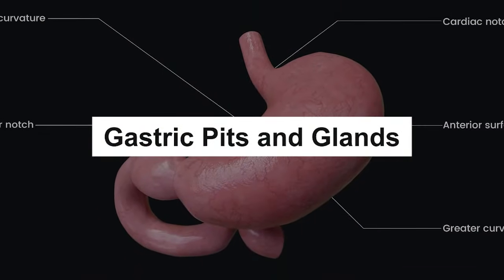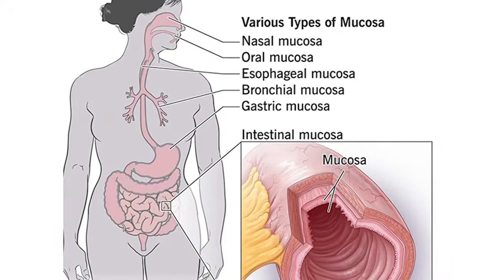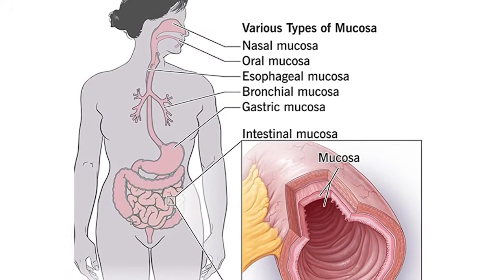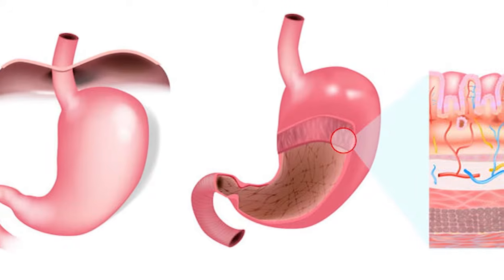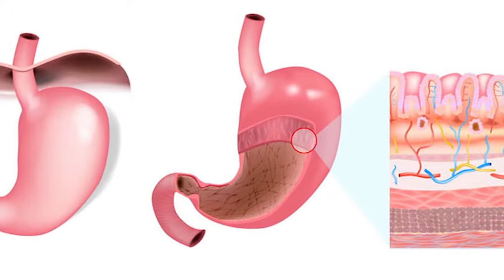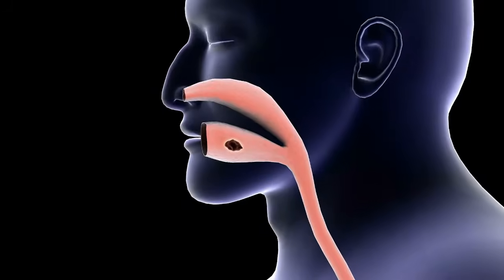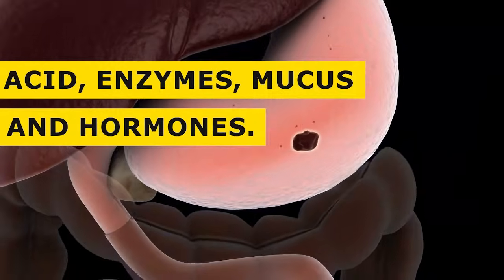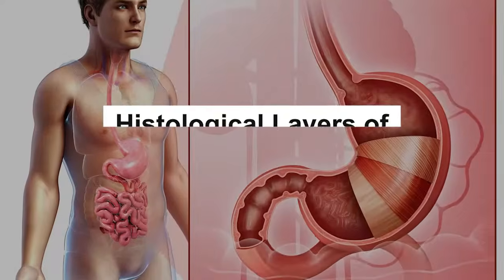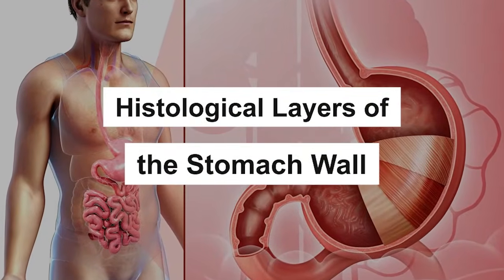Gastric pits and glands. The surface mucosa of the stomach is punctuated by numerous invaginations called gastric pits. These pits lead into gastric glands, which are responsible for the secretion of various substances necessary for digestion, including acid, enzymes, mucus, and hormones. Histological layers of the stomach wall.